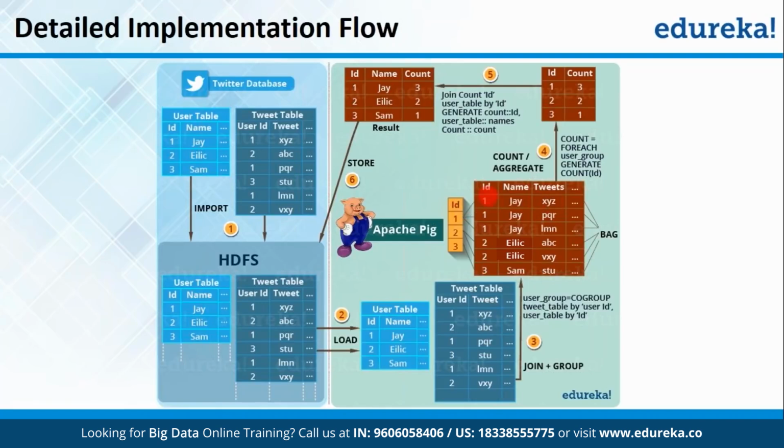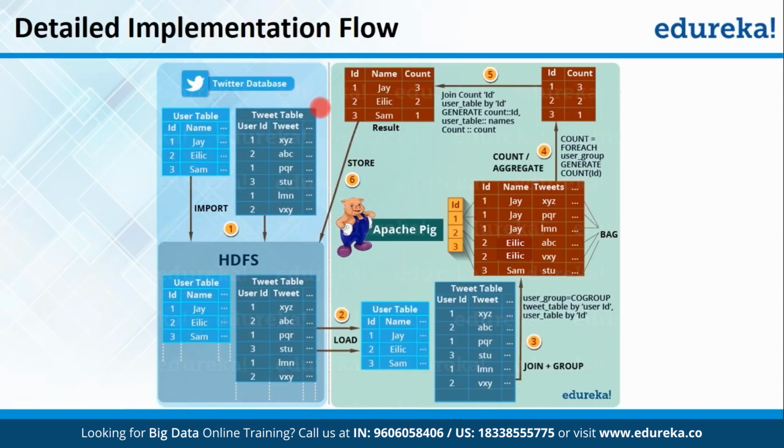For one, we have got three different rows: 1 xyz, 1 pqr, and 1 LMN. For two, we have two different rows, and for three, we have one row. Once we have this, the next step is to count the number of inner bags, or the number of rows, for a particular ID. If you see the result, we have a count of 3 for 1, because 1 had 3 different rows or 3 different inner bags. Similarly, 2 had 2 rows right here, and 3 had 1 row, and that is why it is 3, 2, 1.